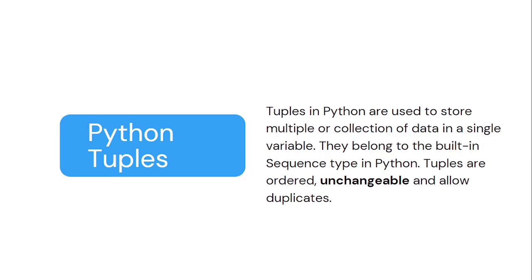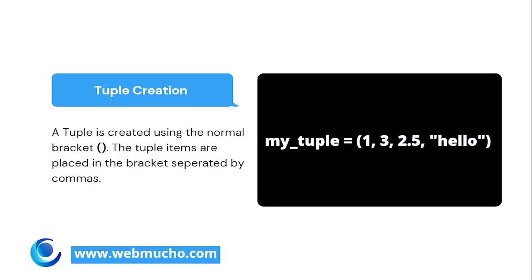Tuples are ordered, meaning their positions do not change when you create them. So anytime you call a tuple that you have created, it remains ordered in its original position. Tuples are unchangeable or immutable, and this is one very important difference between a tuple and the other sequence data type, which is a list. And then finally, tuples allow duplicates, just as a list also does.